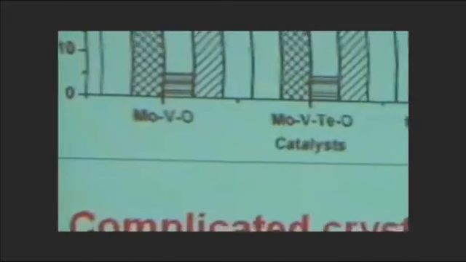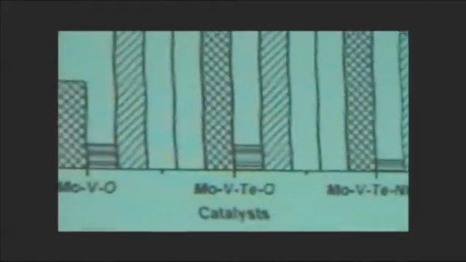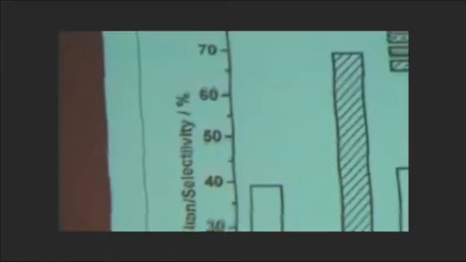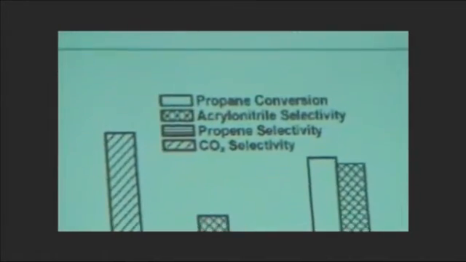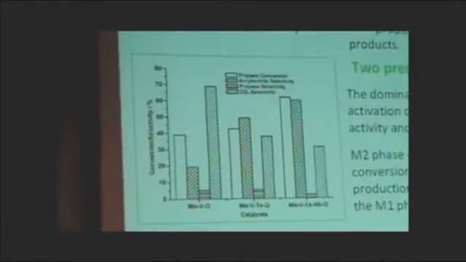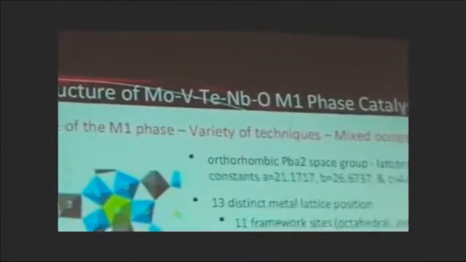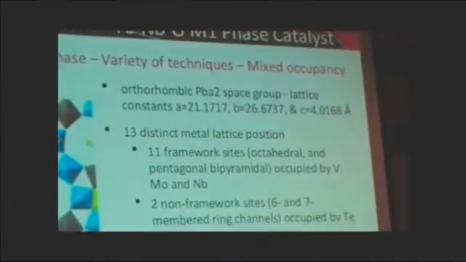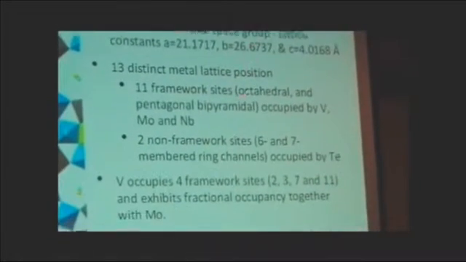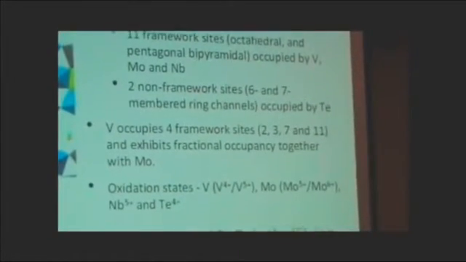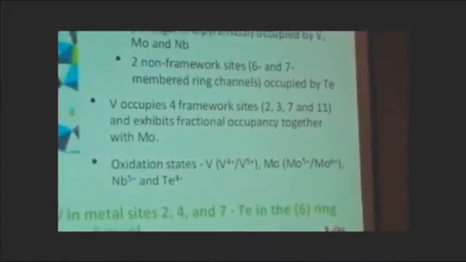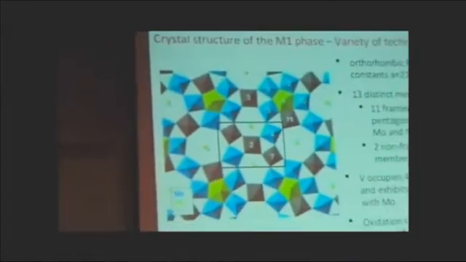So this catalyst has a complicated crystal structure in the sense that many of its sites have a partial or mixed occupancy, which I'm going to explain in the next slide. Here is the crystal structure of the catalyst. The crystal structure has been studied by a variety of techniques like STM, powder, or neutron diffraction methods, and they came to the conclusion that it has an orthorhombic Pba2 space group with a lattice constant of 26.67, and a c value of 4.01.